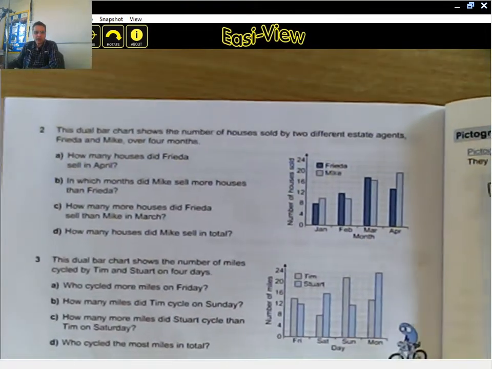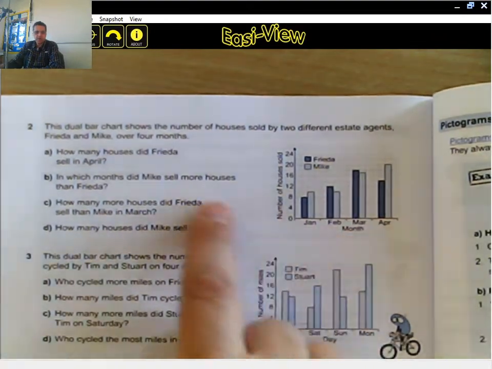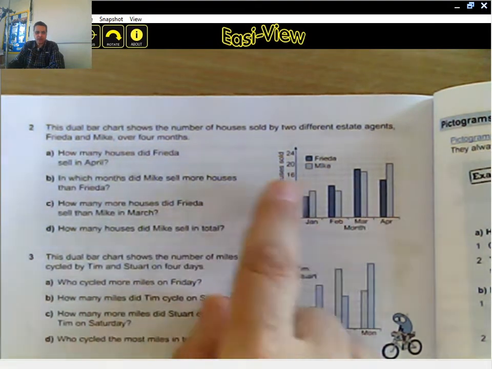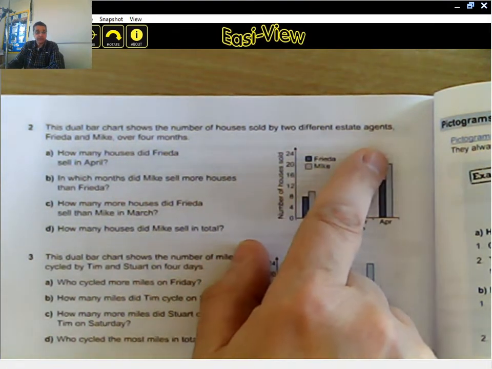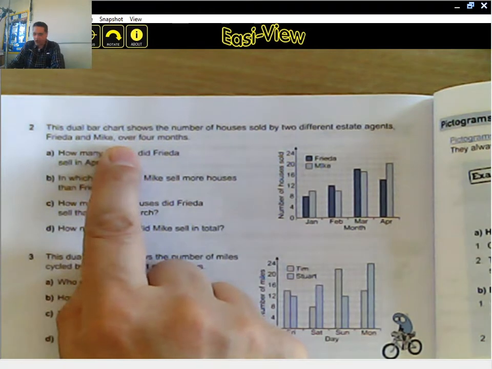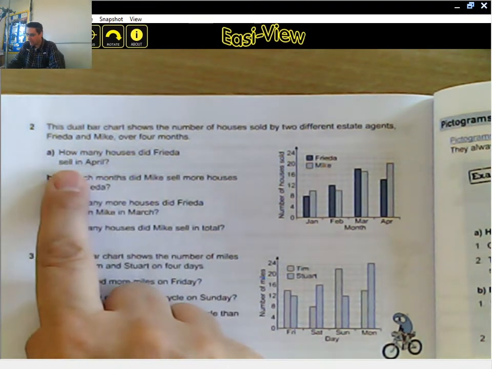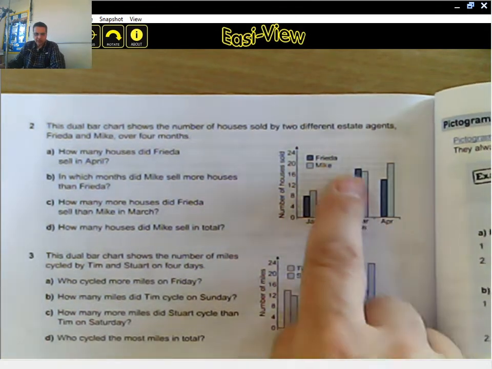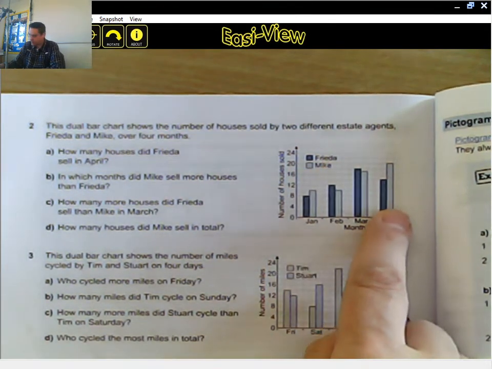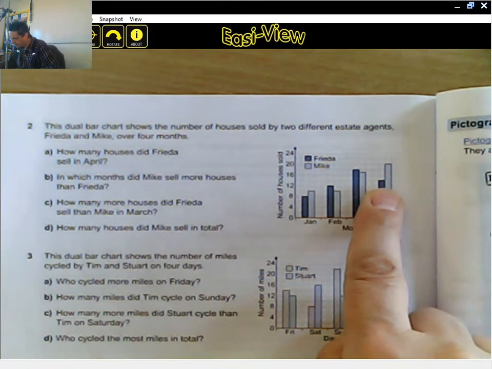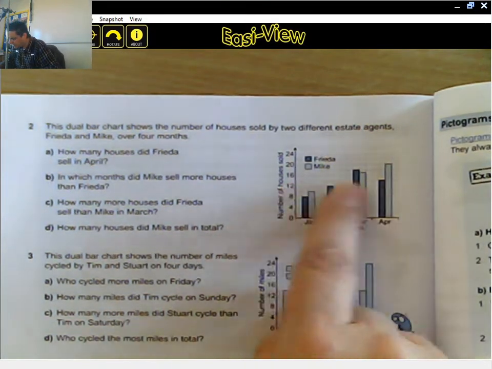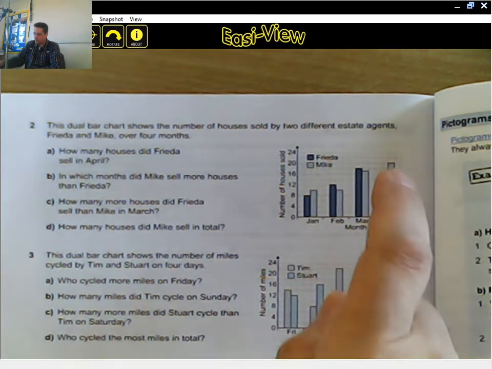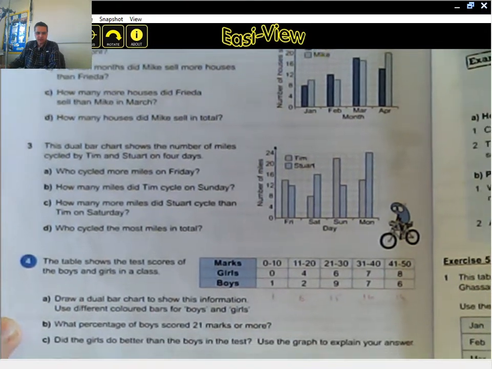Now don't draw out the bar chart for question 2, but merely analyse what's written in here. So the dual bar chart shows the number of houses sold by 2 different estate agents, Frida and Mike, over 4 months. So how many houses did Frida sell in April? You track over to April, and Frida's the dark blue. So it looks like Frida has sold 14, from what I can tell, it's quite hard for me to see. So Frida 14, etc.